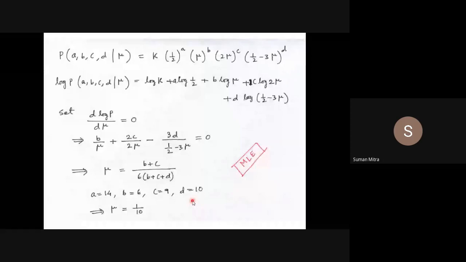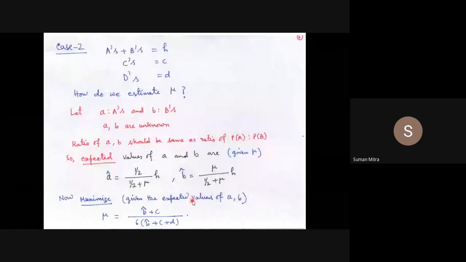Now let us assume the same example with a twist. What is the twist? We do not know individually how many get A and how many get B. But what we know is that for grade A plus B, there are H number of students who get A or B.